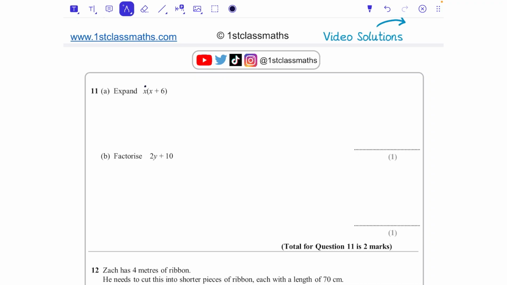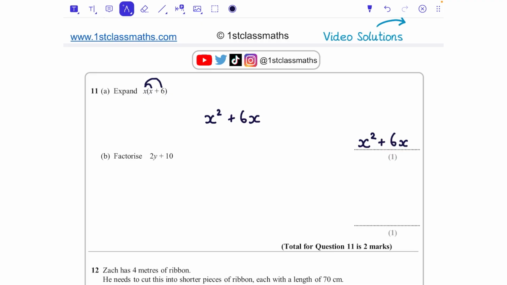Question number 11. Expand the brackets. So I'm going to do x times x, which is x squared, and x times 6, which is 6x. So x squared add 6x. And that's my answer. They're not like terms, can't put them together. So that is it. Part B, factorise 2y add 10.